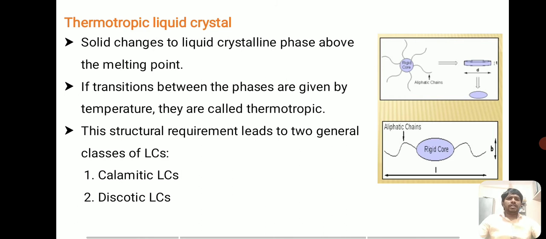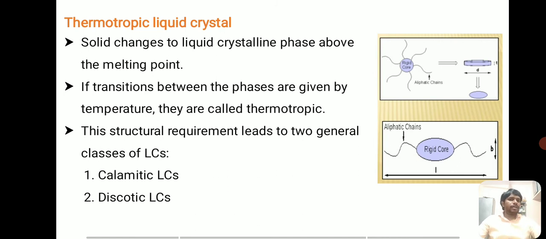Next one is thermotropic liquid crystals. These are nothing but a solid changing to a liquid crystalline phase above the melting point. If transitions between the phases are given by temperature, they are called thermotropic. What is thermotropic? It means transitions between the phases are driven by temperature.